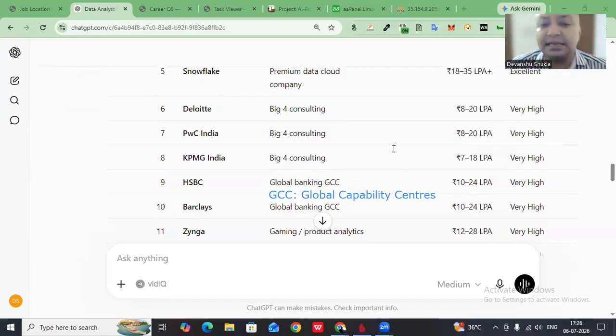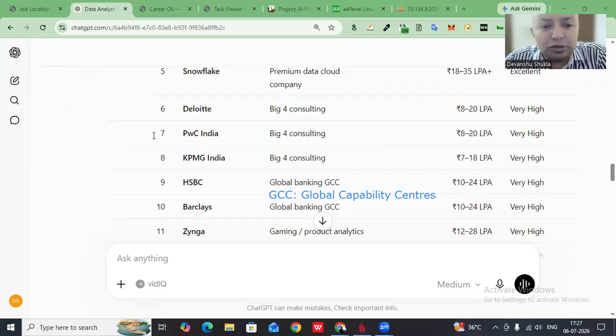Suppose HSBC is an international bank and Barclays is an international bank. What they do is set up a GCC in India. A GCC is a global capability center, and people are hired for HSBC, but it is not registered in India as HSBC. You can consider them as offices where these organizations have their own offices in India and name it a GCC. They won't name it as an HSBC bank or Barclays bank where you're working. You would be working at a GCC for these global banking players.